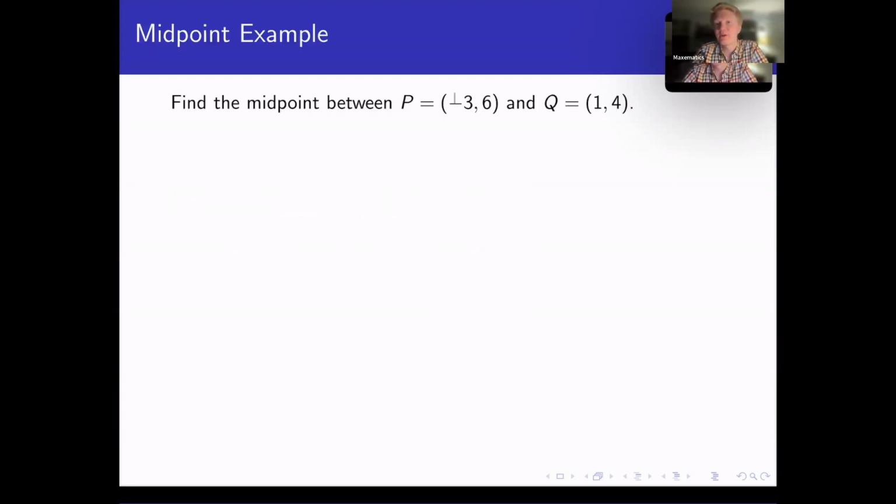So let's find the midpoint of (-3, 6) and (1, 4). x1, y1 is (-3, 6). x1 is negative 3.